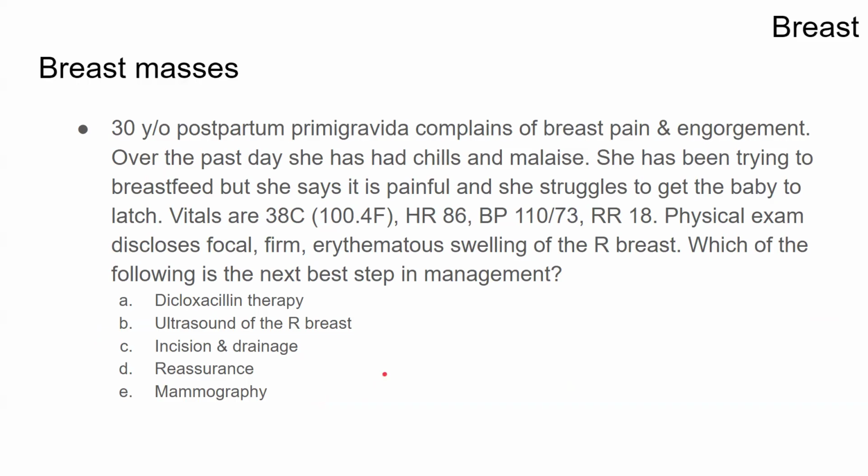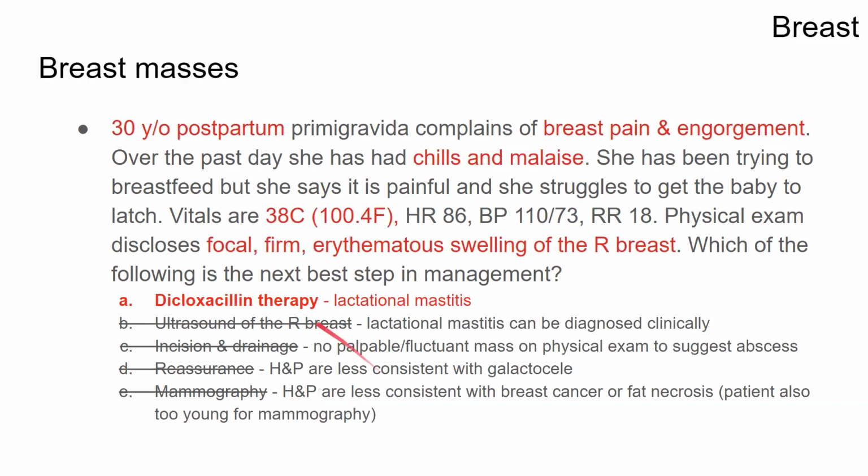Okay, the correct answer for this is you want to start them on dicloxacillin. So this is lactational mastitis. If I was taking a shelf or step exam, these are the features that I would highlight. They're 30 years old, recently postpartum, they have breast pain and engorgement, chills and malaise, they have a fever, they have focal firm erythematous swelling of the right breast. So it's unilateral. It doesn't say that there's a palpable mass, and it also doesn't say that there's fluctuance.